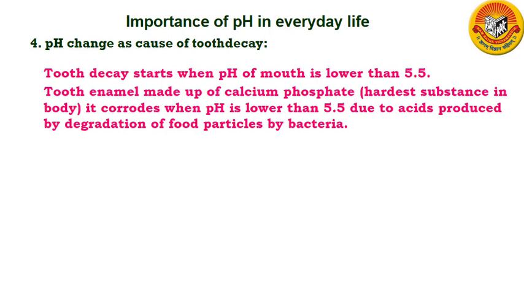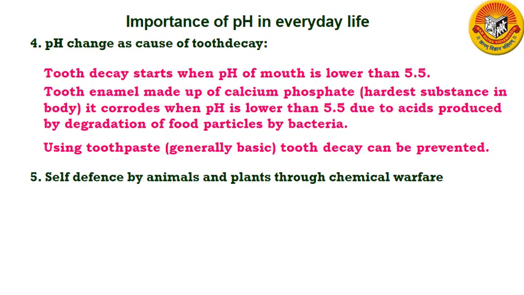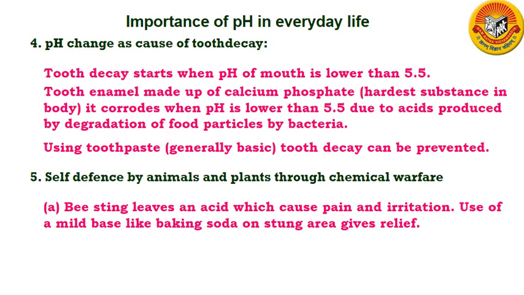Using toothpaste, which is generally basic in nature, tooth decay can be prevented. We can also prevent tooth decay by consuming less sugary substances and by cleaning our mouth every time we eat something. Self defense by animals and plants through chemical warfare. A bee sting leaves an acid which causes pain and irritation. Use of a mild base like baking soda on the stung area gives relief.